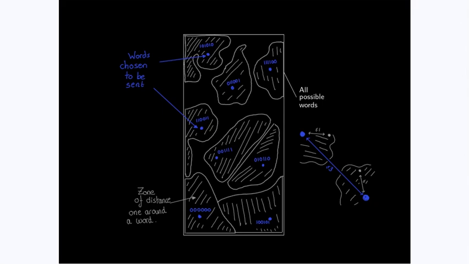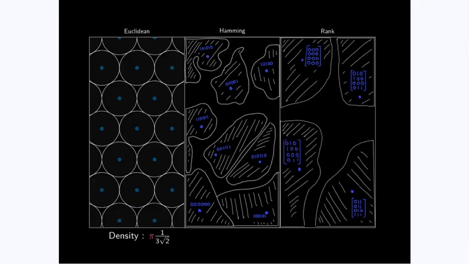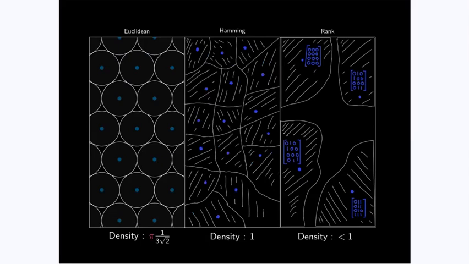If we refer to the Euclidean plane, such a packing is impossible because the area created by the Euclidean distance around a point is a circle. We know that the best plane packing by circles is of density pi divided by 3 times the square root of 2, and we cannot do better. With the Hamming distance, it is possible to get rid of this threshold enforced by the constant pi as one can create perfect codes, in other words codes of density 1. This is not the case for the rank metric distance, and it is proven that there exist no such perfect codes.